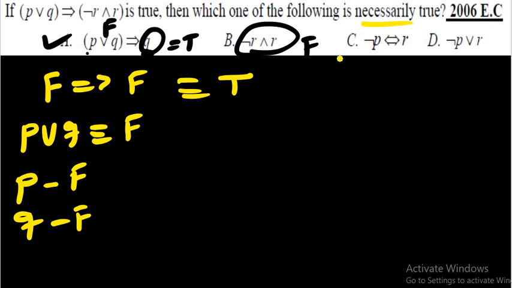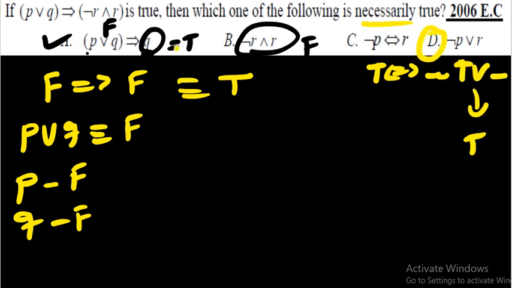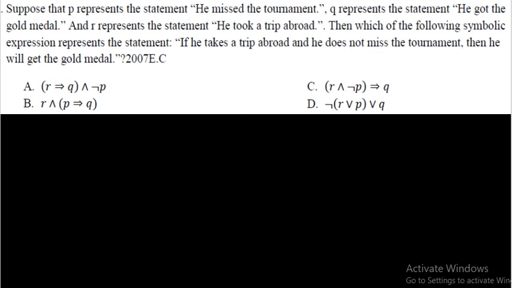When you go to choice C, negation P is true by implication, and we don't know about R. We can't say anything. So necessarily we cannot say it is true. If R is true, it will be true. If R is false, it will be false. The last one, choice D, negation P is true. True or whatever is, again, true. So the answer necessarily will be A and D. Next one.